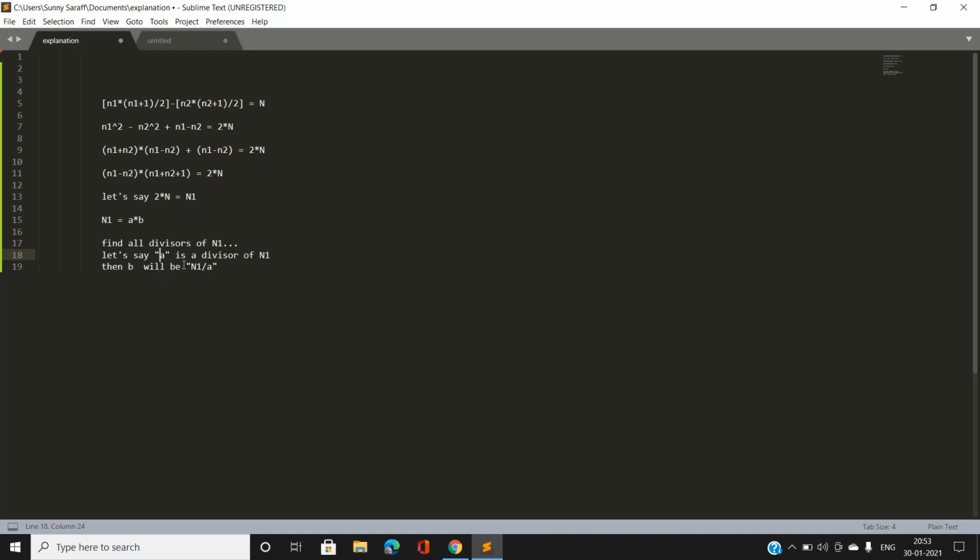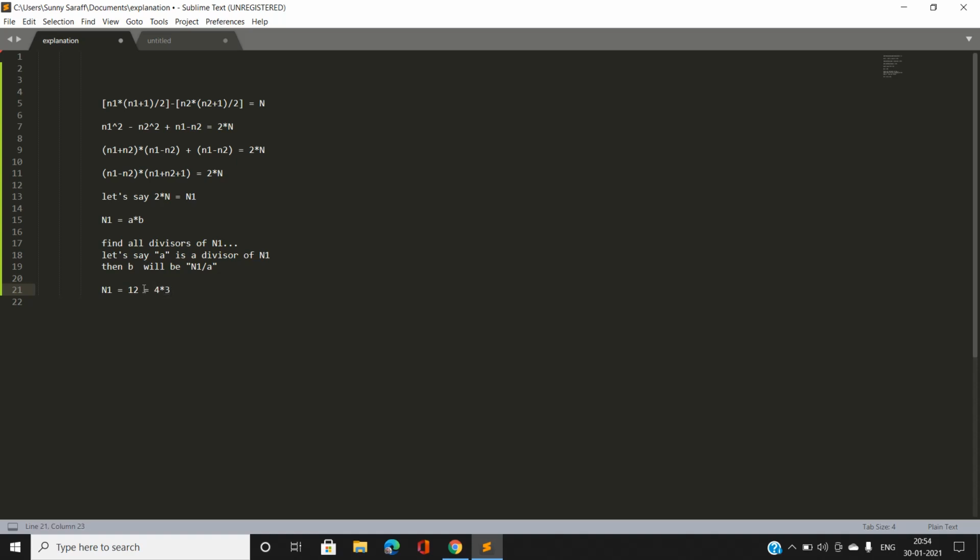Then we can say that N1 can be represented as a product of two numbers, that is A into B, where A is a divisor and B is also a divisor. So suppose here we have N1 equal to, let's say, 12, and 12 can be represented as 4 into 3, where 4 is a divisor of 12 and 3 is also a divisor of 12. So N1 can be represented as two numbers. So how are we going to obtain this?